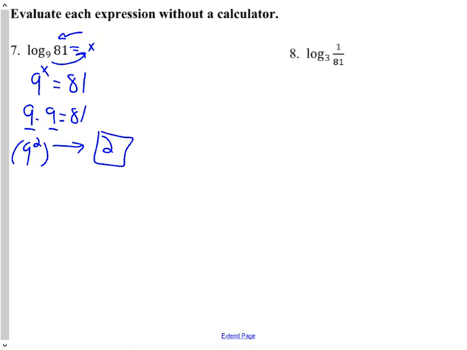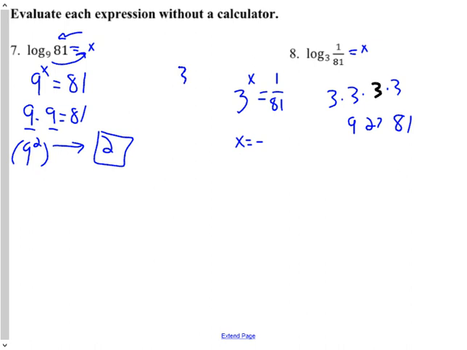What about log base 3 of 1 over 81? So this means 3 to what power equals 1 over 81? And if we have a fraction, that means x is negative. So we're basically saying 3 times 3 is 9, times 3 is 27, times 3 is 81. So 3 to the 4th is 81. 3 to the negative 4th is 1 over 81. So negative 4 is our exponent.